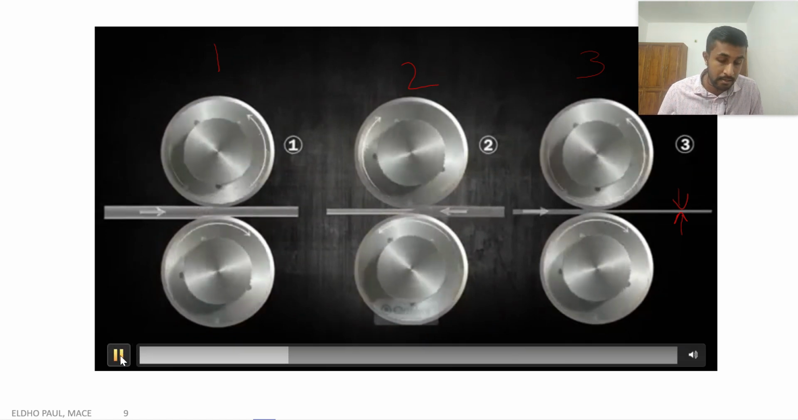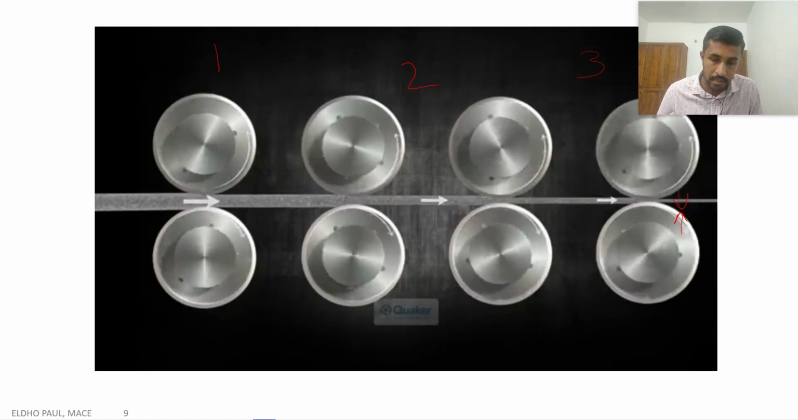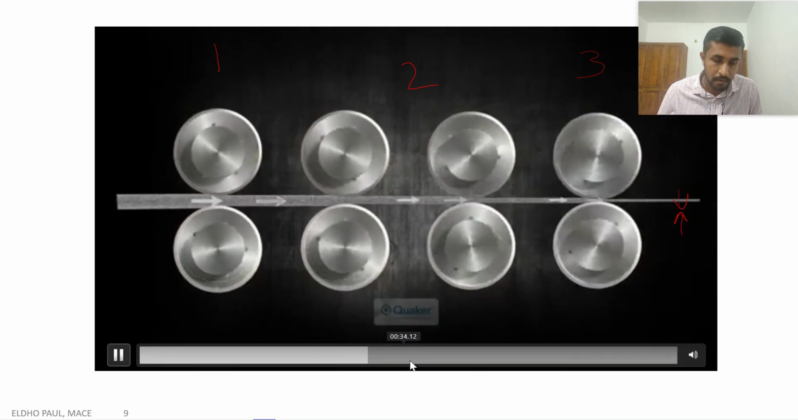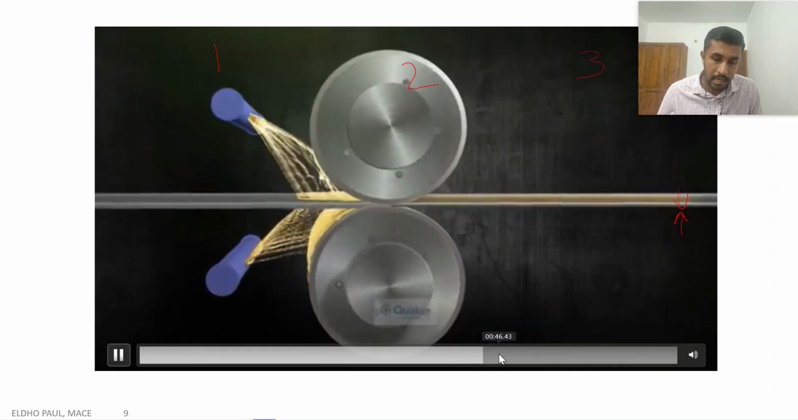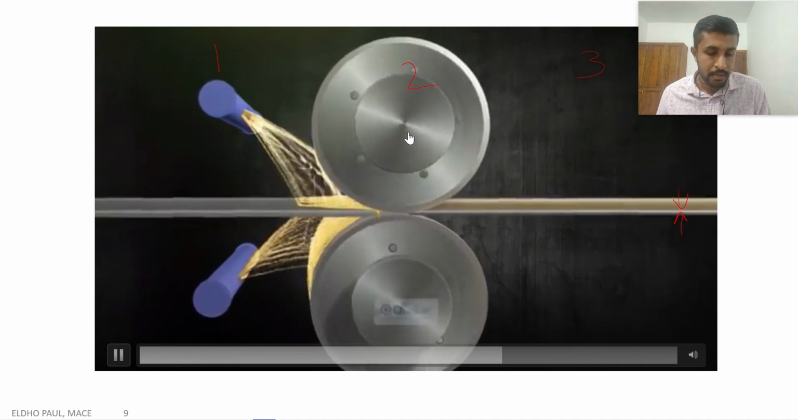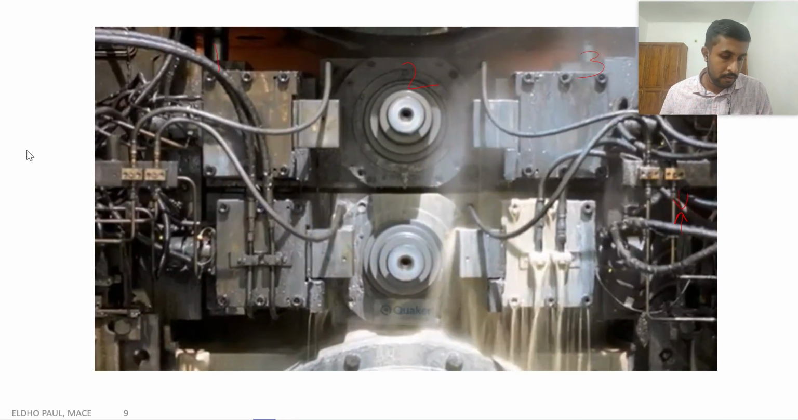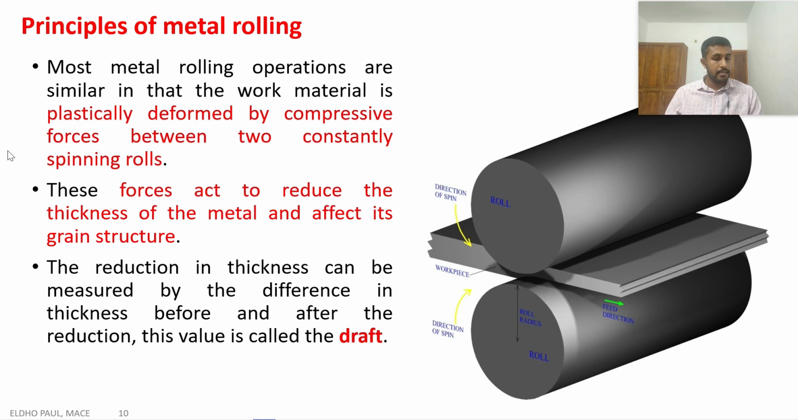It passes in a reverse mill process, or in several successive stands in a tandem mill. And we provide some lubrication in this area. Next we will discuss the principle of the metal rolling process, and here we can see these are the two rollers rotating in opposite directions.